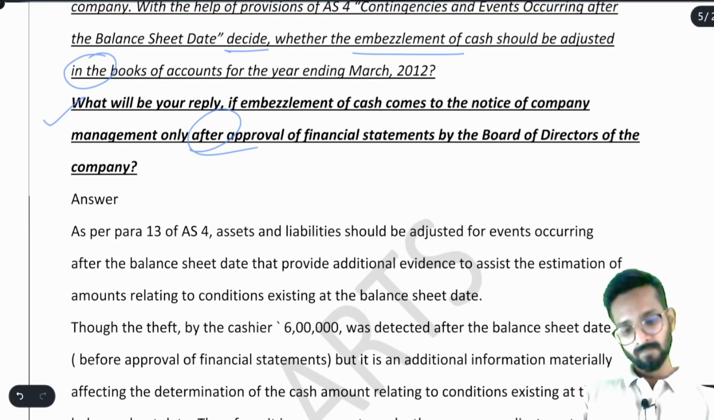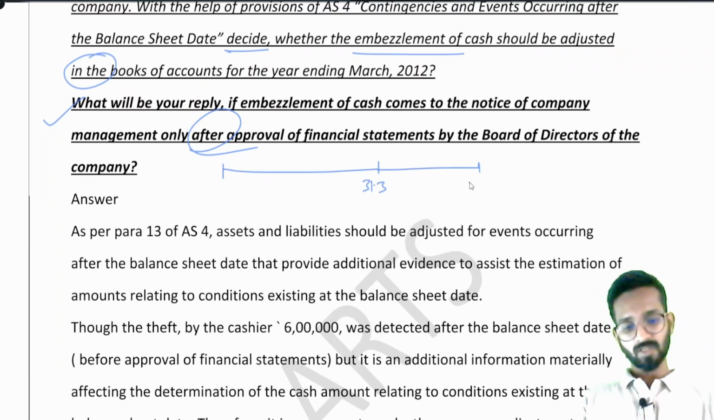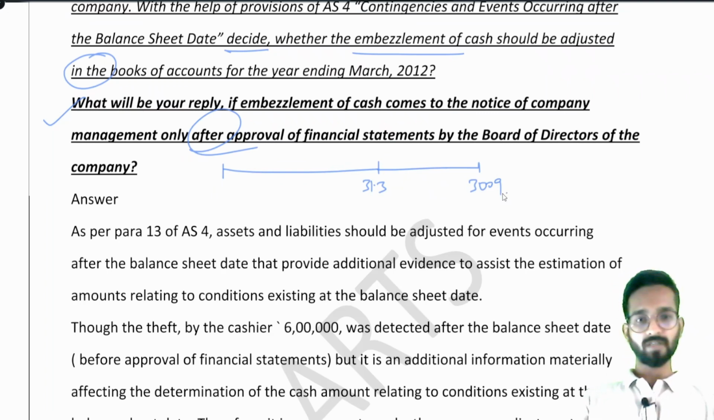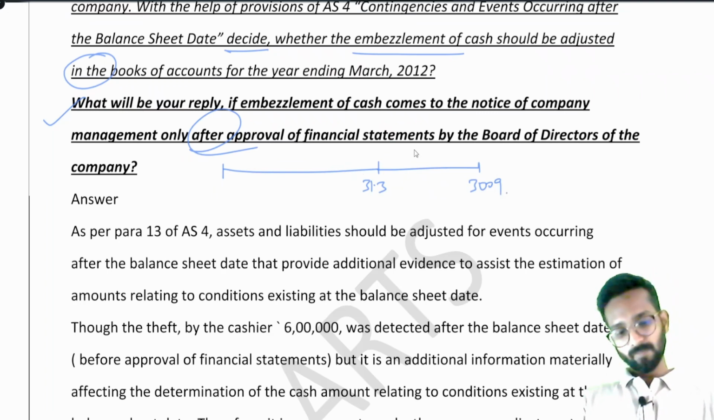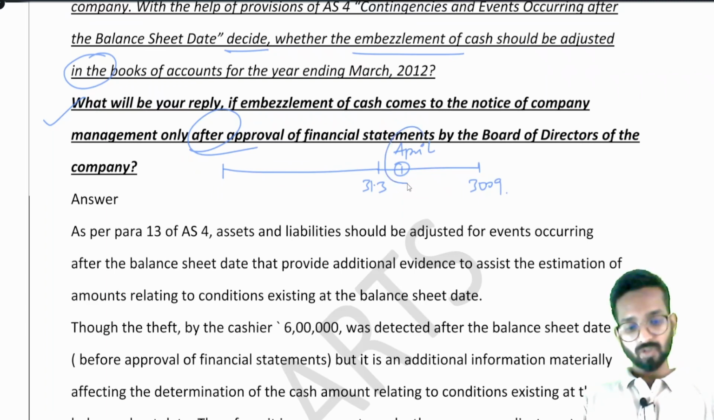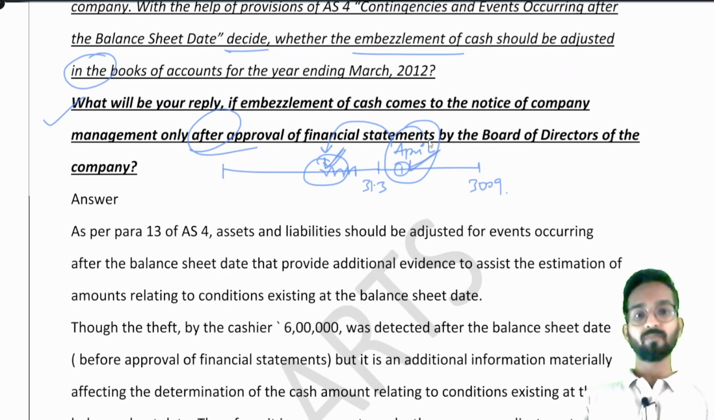See. Suppose this is the year end 31st March. This is the date of approval. Let's say 30th September. We are just assuming. It is not given in the question. Suppose after 31st March, in the month of April, management found out. This is given in the question. In the month of April, management found out that the cash has been stolen in the month of March. Okay. It means the condition was already there. Now, the event happened that the management got the information of the cash embezzlement. Condition was already there, the event has occurred, so it is an adjusting event.